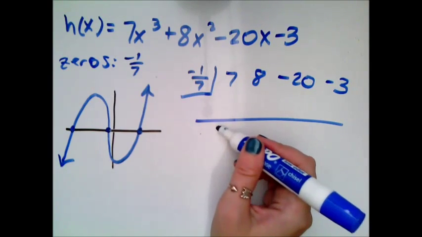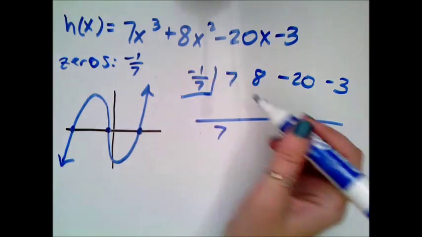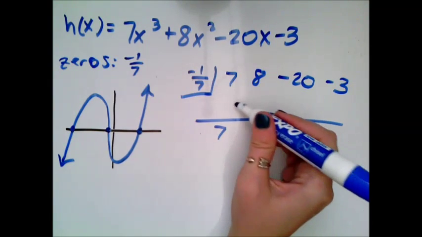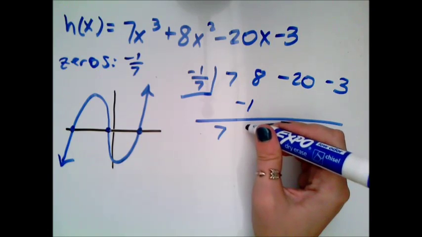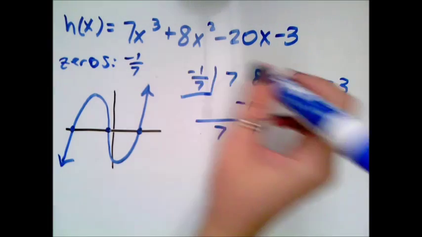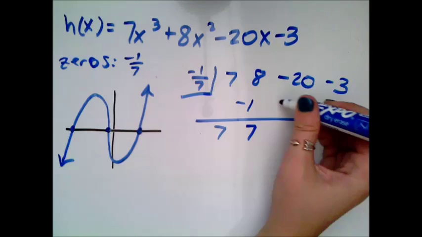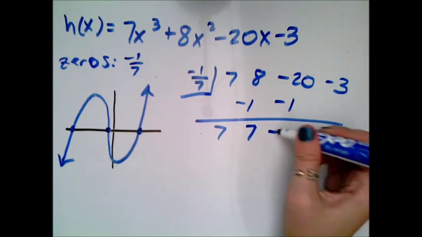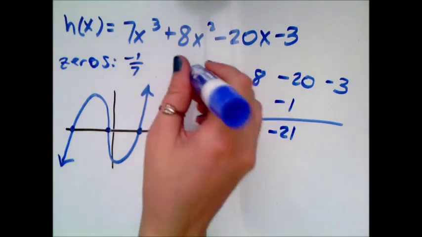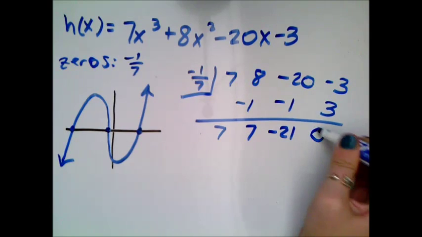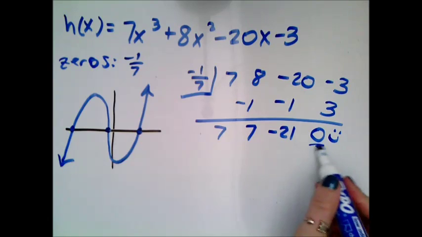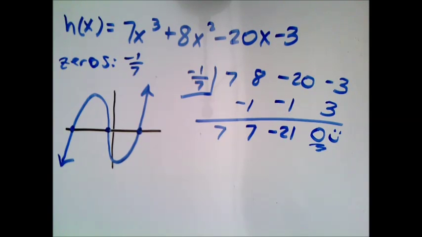So write down my coefficients to get ready for synthetic division. And add, so 7 plus nothing, and then multiply. 7 times -1/7 is -1. And then add, so I get 7. And 7 times -1/7 is -1. And then add, I get -21. The negatives will cancel, so it'll be 21 over 7, which is 3. And so it looks like there you get verification that it actually was a zero because it divided in evenly.